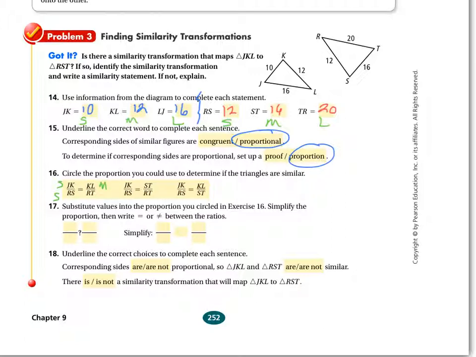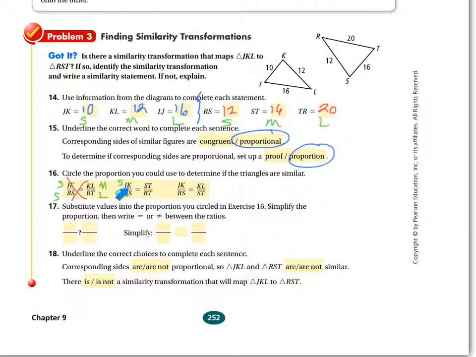RT is large. So is that a proper proportion? Yes or no? No. So we don't want that one. What about, okay, so we know that JK is small and we know that RS is small. What about ST? But what's wrong with ST and JK?